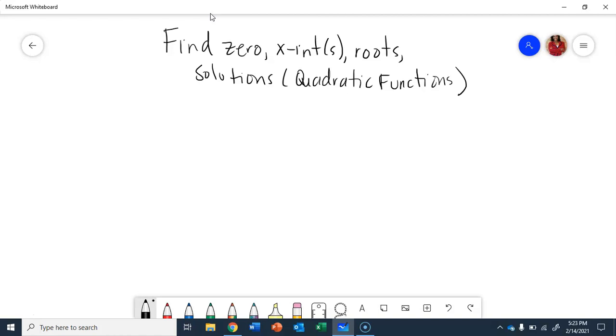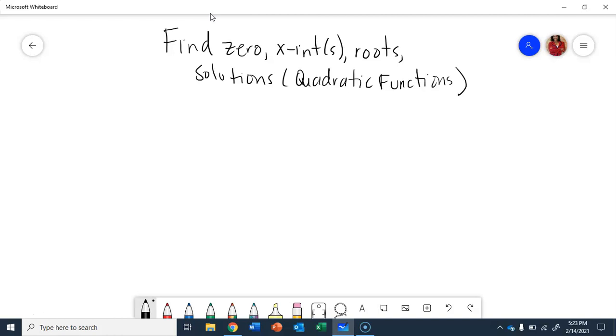Well, basically all of those words that I just listed for you, like I've said before, are all different ways to say that we're basically finding x-intercepts of our parabola, okay? So here we go. The first way I'm going to show you is the quadratic formula, and then next I'll show you graphing.